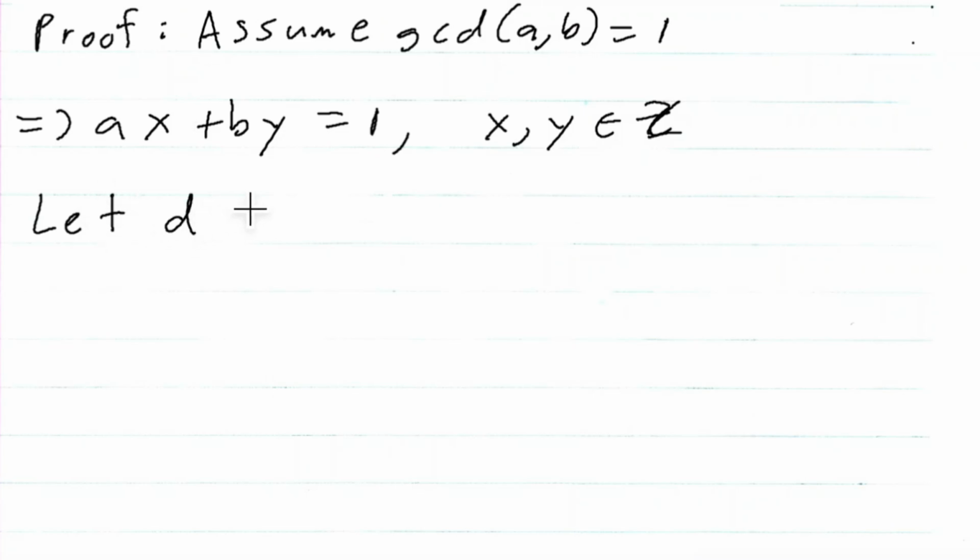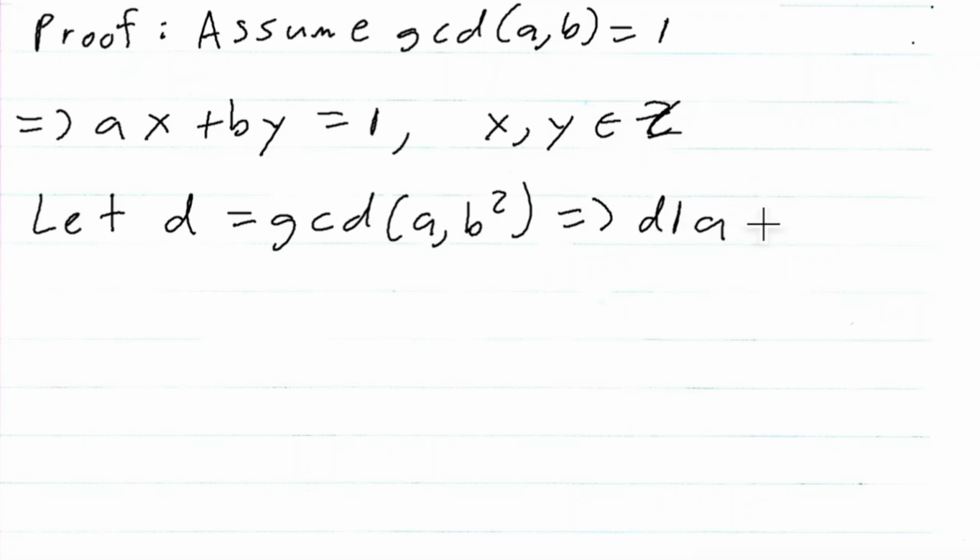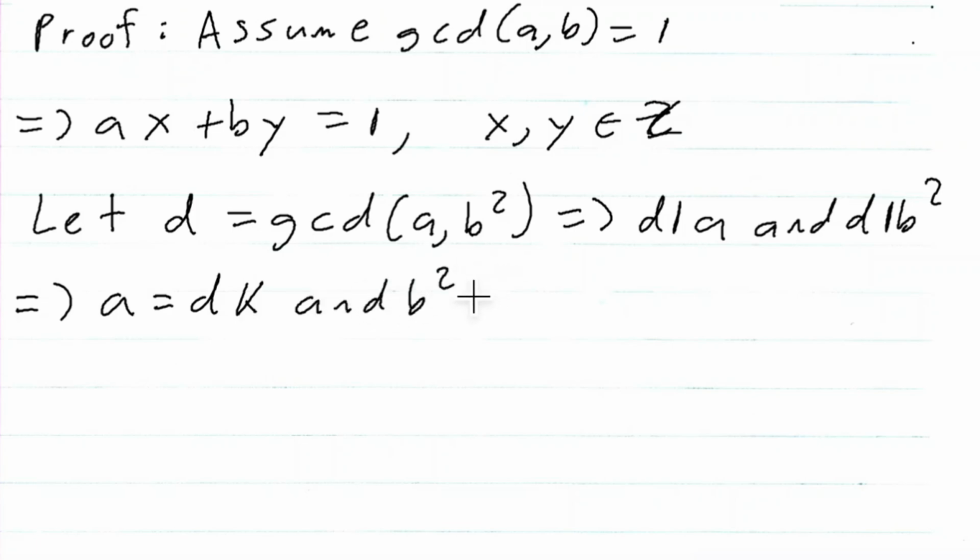So we'll let D be equal to the GCD of A and B squared. So this implies that D divides A and D divides B squared. And then, of course, this implies that A is equal to DK and B squared is equal to DQ, where K and Q are integers.